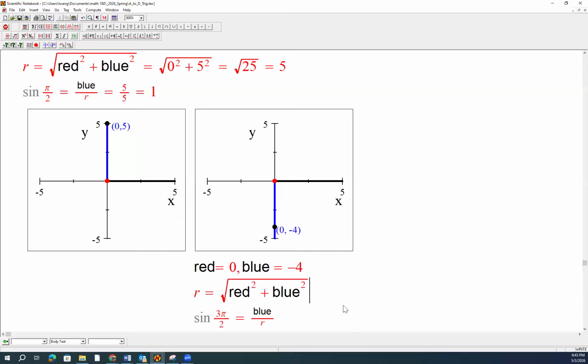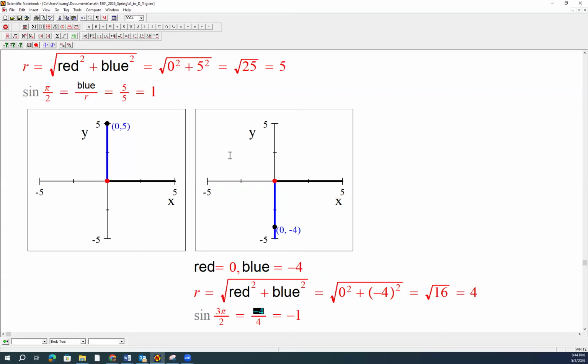Okay, and our red is 0, so we're going to plug in 0. Just a moment. So this is 0. And blue is a -4. Okay, -4. So 0 squared is 0. -4 squared is a +16. And root 16 is a 4. Okay, so now I'm going to plug in the blue. Blue is a -4. R is a +4. So the result is -1.